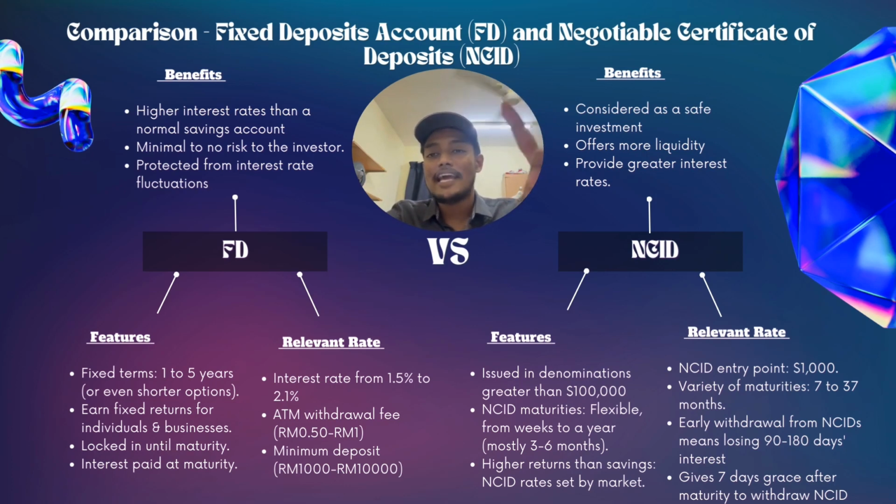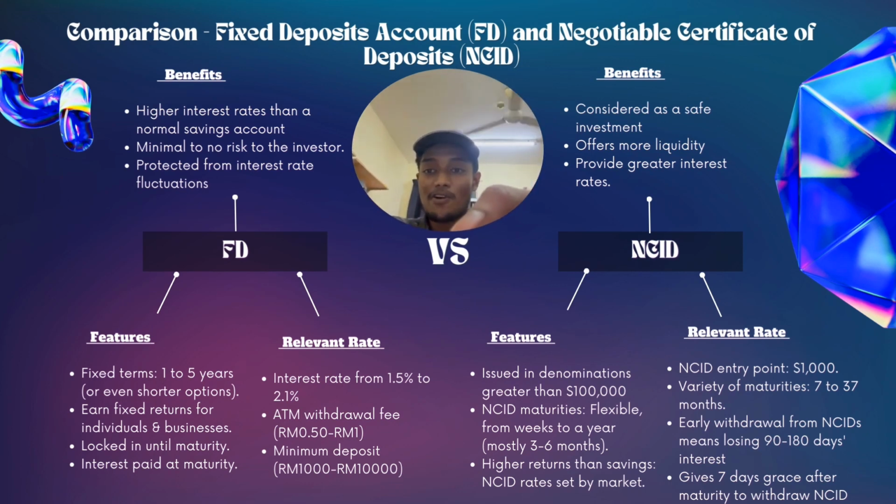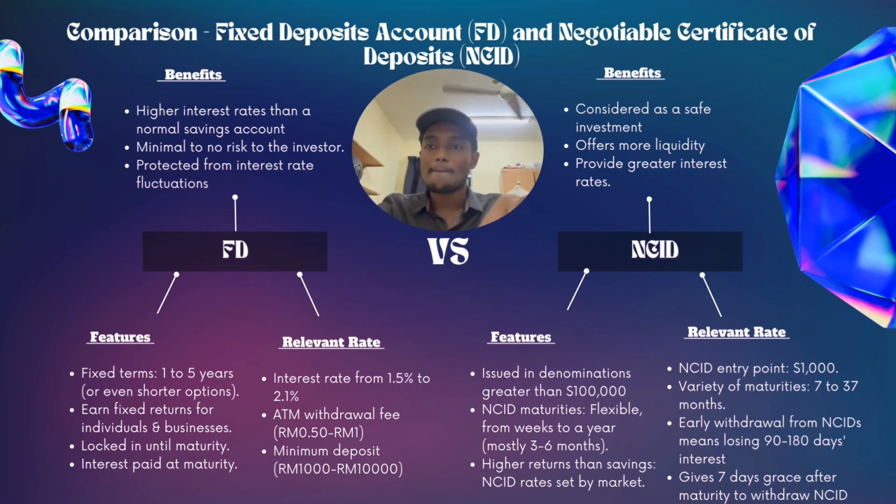However, the features of the NCID: it is issued in denominations greater than $100,000. NCID maturity is flexible, from weeks to a year, which is mostly 3 to 6 months. And the NCID has higher returns than the savings account we have discussed before. So the NCID rate is set by the market value.